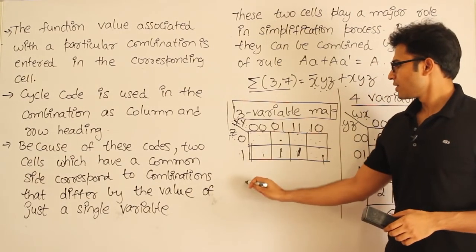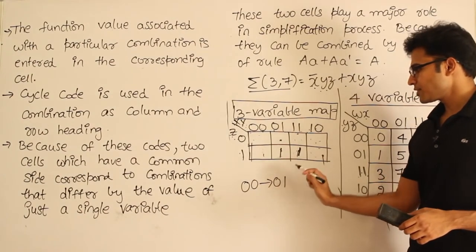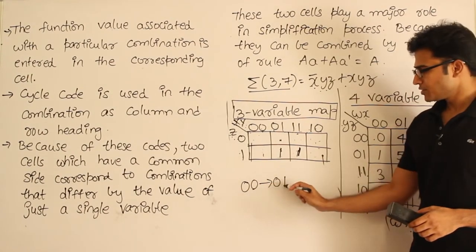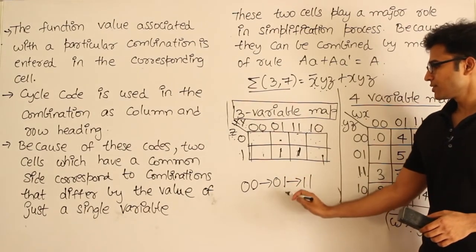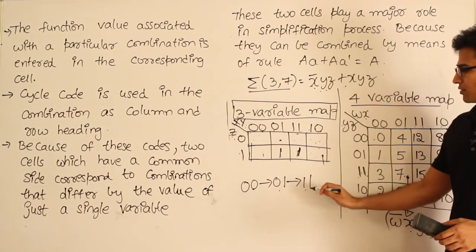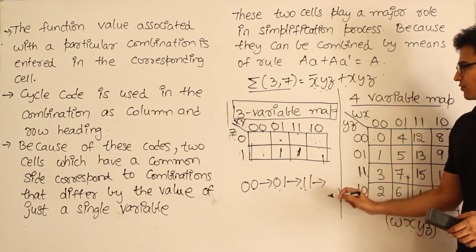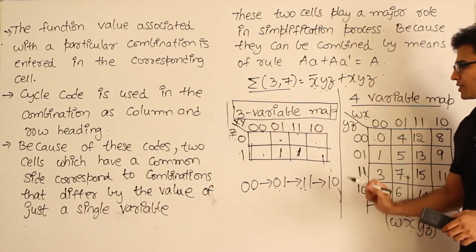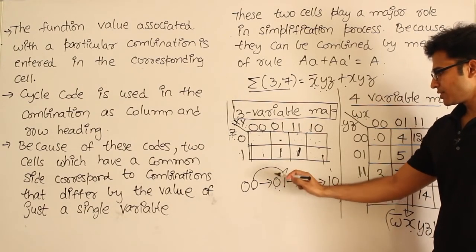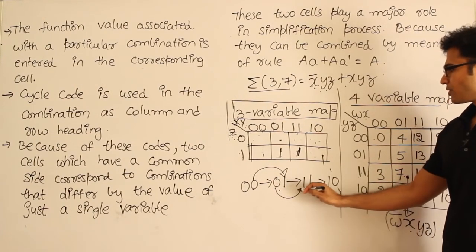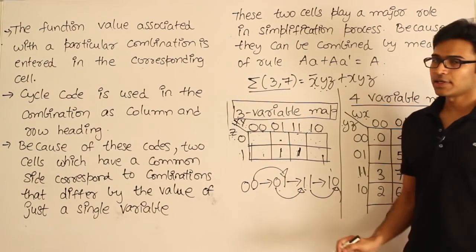For example, see this, if I write 0 0 and from 0 0 I change to 0 1, this is the next number in the cycle code, only one bit is changing, right? And if I write 1 1, check this, from this to this only one bit is changing. What is the one bit? The first bit. The second bit remains the same. And if I change from 1 1 to 1 0, again one bit is changing, just check this, here from 0 to 1 only one bit is changing, and again from 0 to 1 only one bit is changing, and again from 1 to 0 only one bit is changing, right? That is called a cycle code.